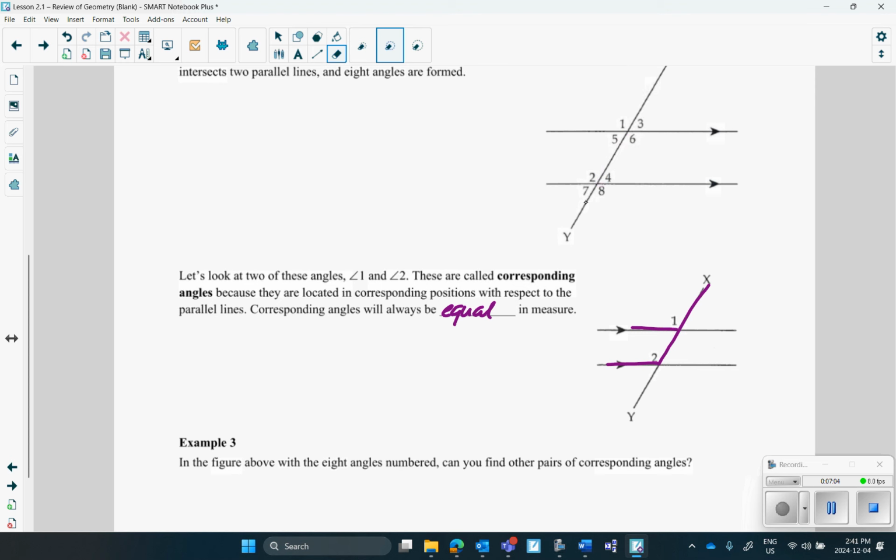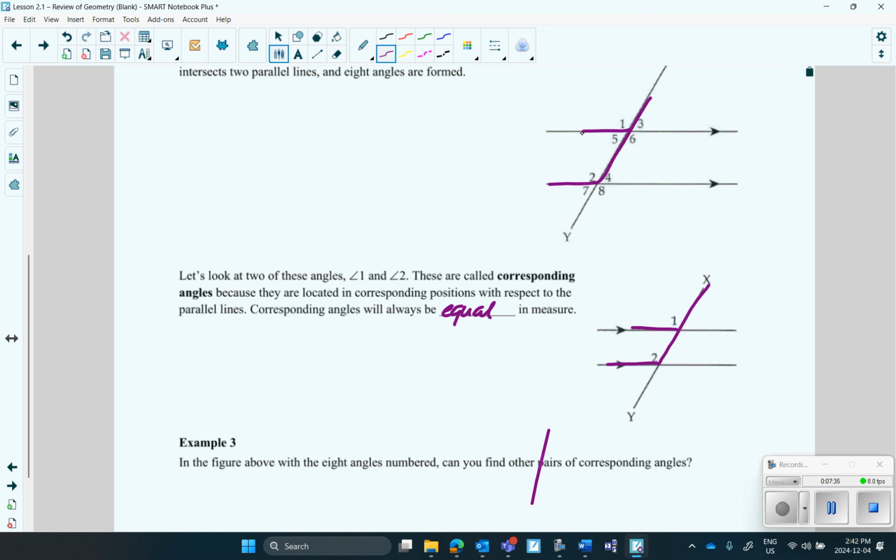Can you find another pair of angles in here that form an F pattern? What's that? This way? This way? Oh, this way. So what angles? Are you talking about this way or this way? That way. So you're talking about these ones.